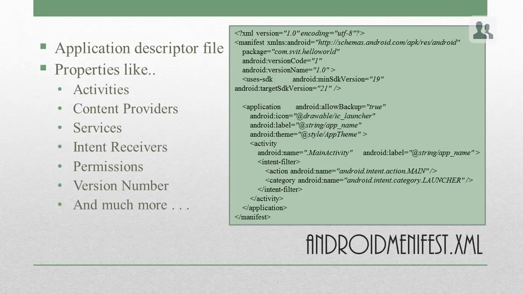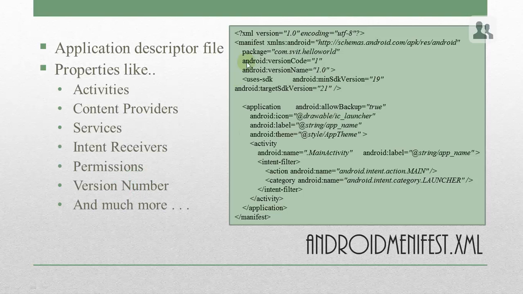Then next is the Android manifest file that we have talked about earlier. So what does that particular file contain? This is the layout of the Android manifest file, which you can see over here. It is a type of application descriptor file which describes a lot about your particular Android application. It contains properties like the activities, which you can see over here, the activities that your application contains. It talks about the content providers, services, intents and receivers, and the permissions that you have given to your application.